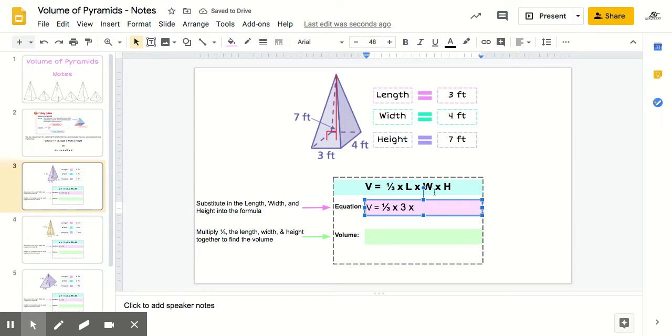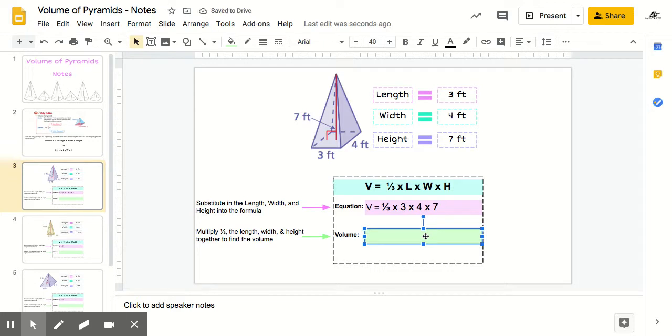Now, the next number that I need is my width. I know my width is 4, so instead of writing W, I'm going to plug in 4. Bring down another multiplication sign. And now I need to plug in my height. I know my height is 7 feet, so I'm just going to plug in 7. That's all we have to do for that text box.